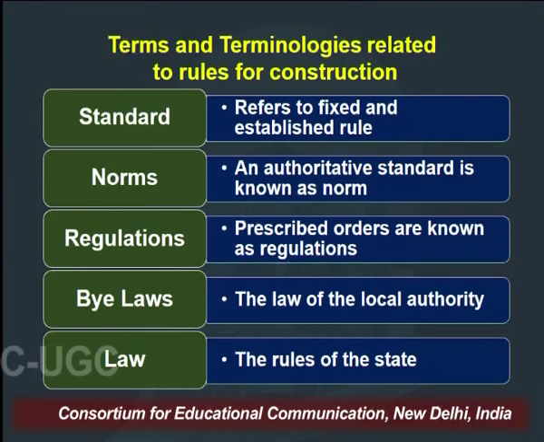So, norms and the building bylaws are basically terms and terminologies related to rules for construction. These are the standards, norms, regulations, bylaws and the laws that the state has already dictated. So, standards refers to fixed and established rule. Norms refers to authoritative standard and are known as norms. Regulations are prescribed orders, they are known as the regulations. The laws of the local authority are called the bylaws and the rules of the state are called the laws.